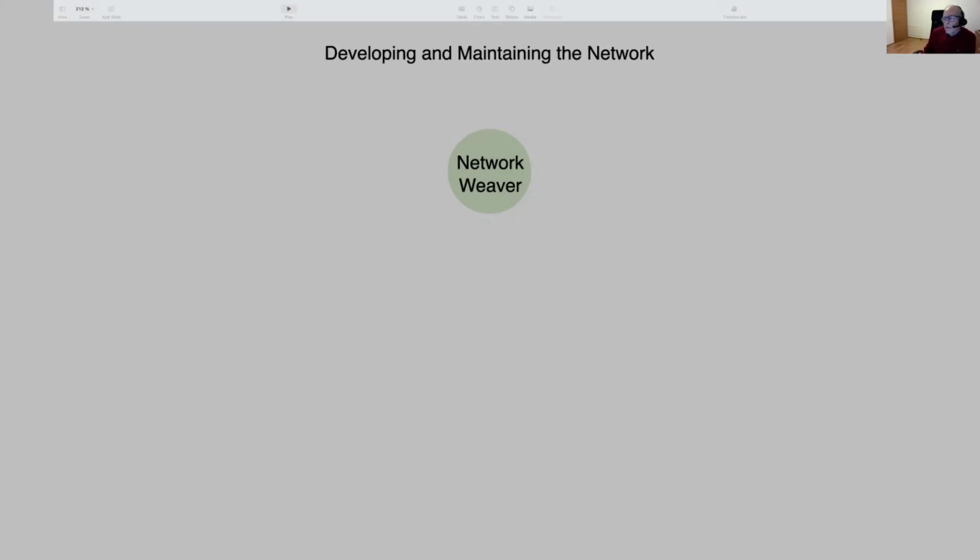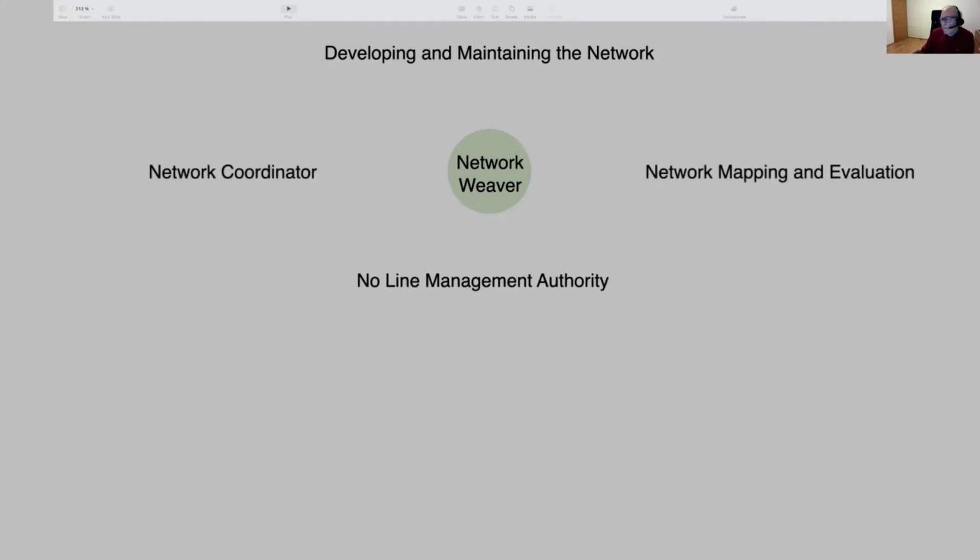The network weaver role and its application is far more complex than we have time to discuss in this video, in this presentation. The following is an overview of some of the major aspects of the role, and more detail will be provided in our subsequent communications and on our website. The network weaver has no line management authority. It is primarily a network coordinating and mapping process that includes evaluation where appropriate.